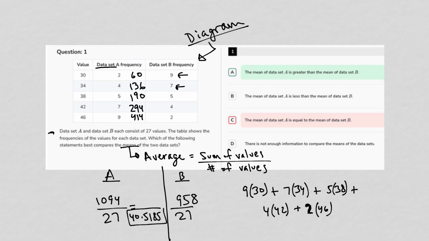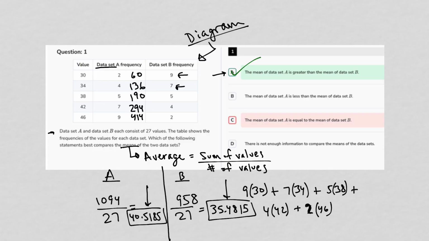So then obviously that's going to be smaller than for data set A, but let's just find the actual number. 958 divided by 27 is equal to 35.481, let's call it 35.4815. Okay, so I'm looking at the answer choices now. Choice A, the mean of data set A is greater than the mean of data set B. Absolutely, right? 40.5185 is greater than 35.4815. So I like that answer.